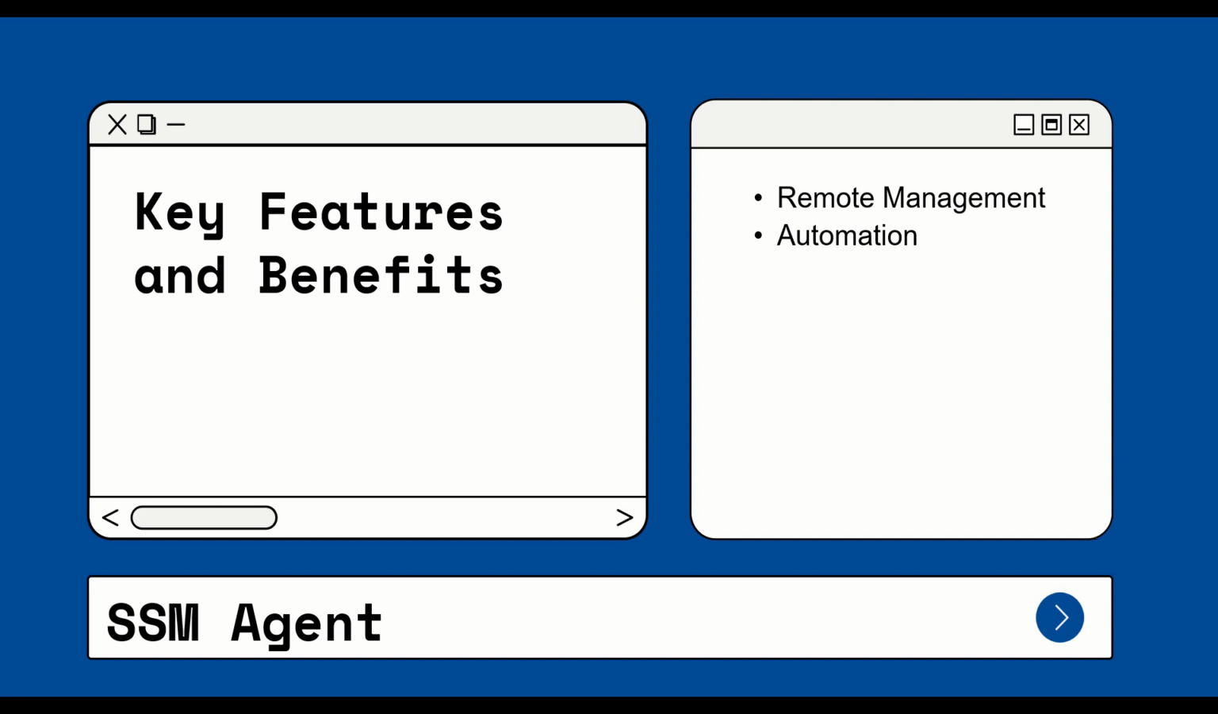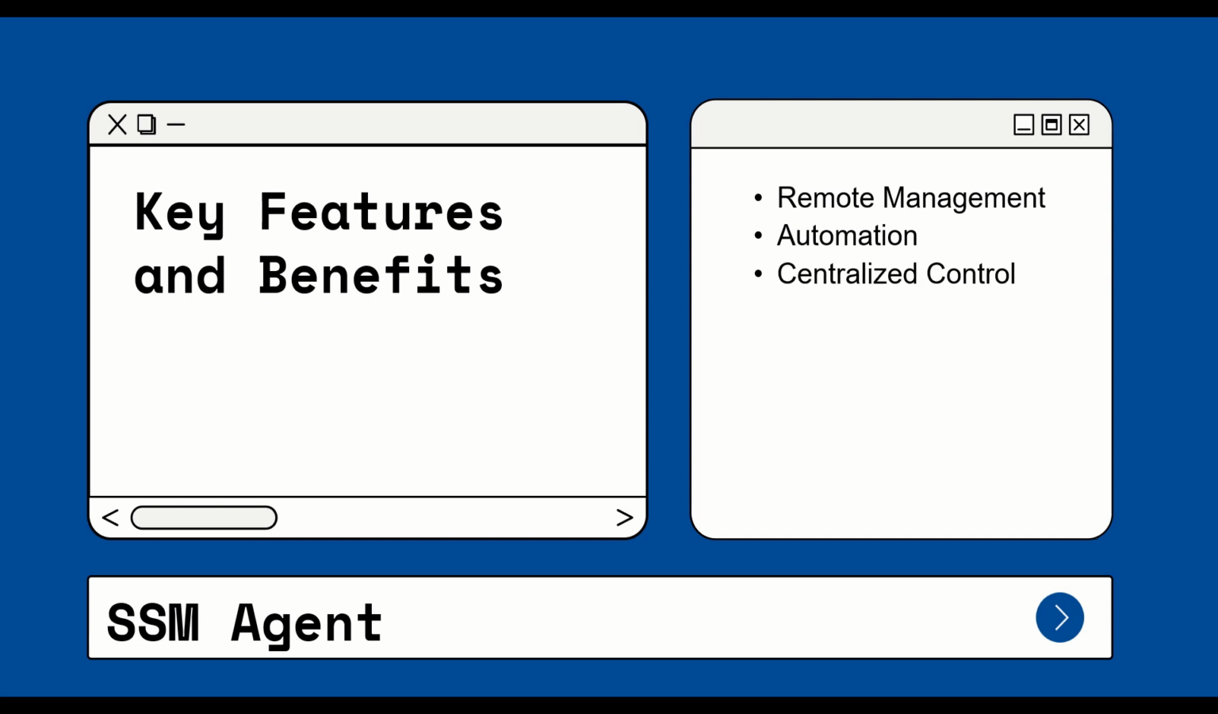So let's talk about an automation example. Imagine you have multiple instances running across different regions and you want to install a software update on all of them. With the SSM agent, you can create an automation task that automatically installs the update on every instance simultaneously. It's like having an army of workers carrying out tasks for you while you focus on other important things. Third is centralized control.